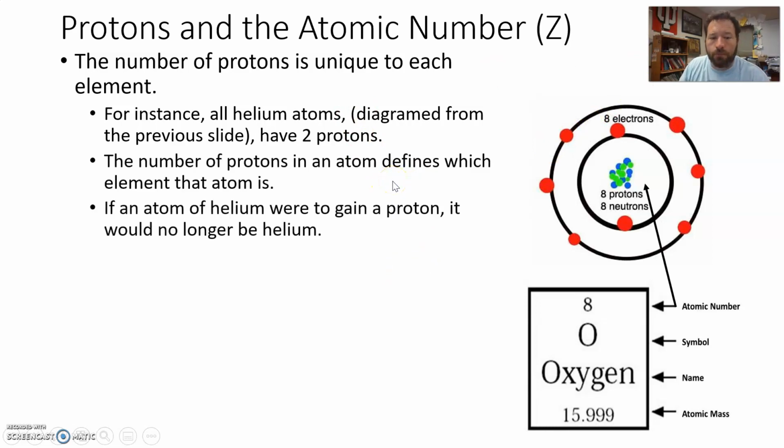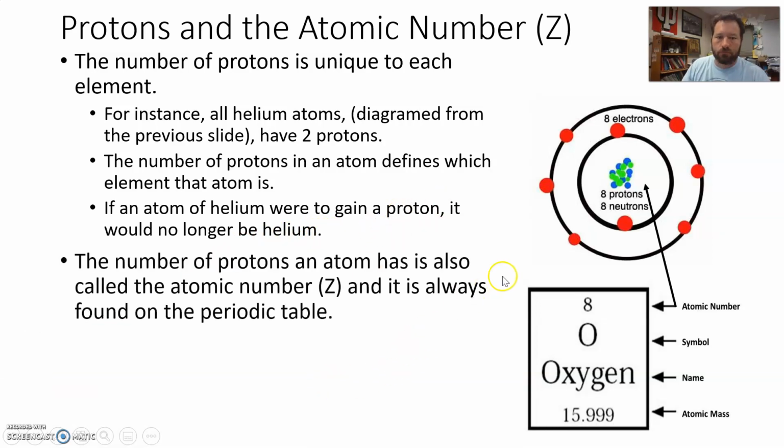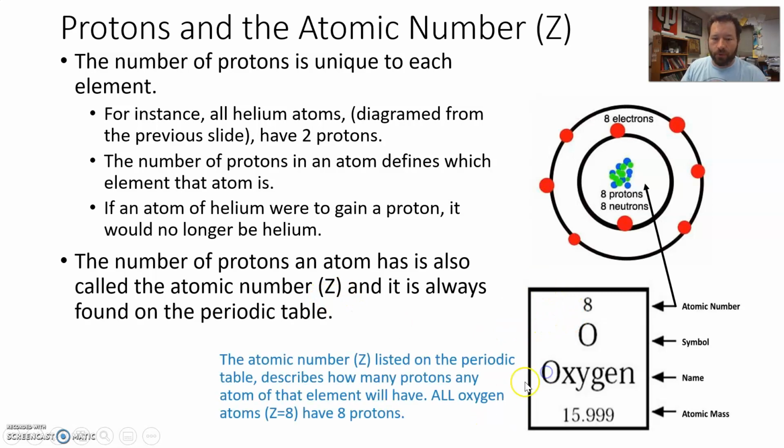If an atom of helium were to gain a proton or lose a proton, it would no longer be helium. If it lost a proton, it would be hydrogen, only 1 proton. If it gained a proton, now it has 3, it would be lithium. So the number of protons defines what element the atom is. We call this the atomic number, and it's symbolized Z. And it's almost always found on the top of the periodic table.